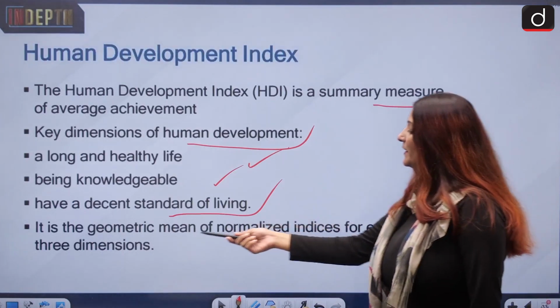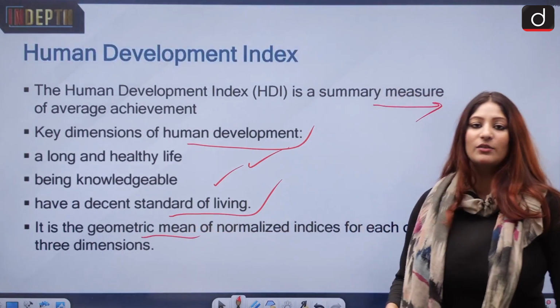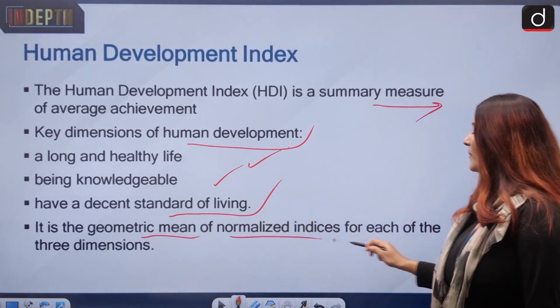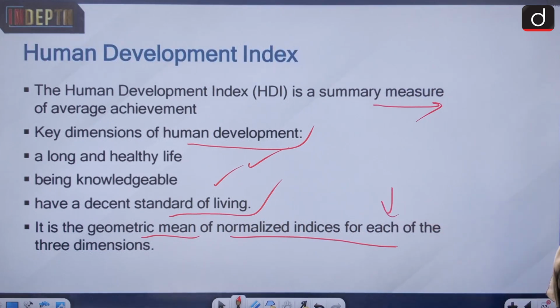It is the geometric mean. Your prelims could ask you about the arithmetic mean. No, it is a geometric mean of normalized indices for each of the three dimensions.